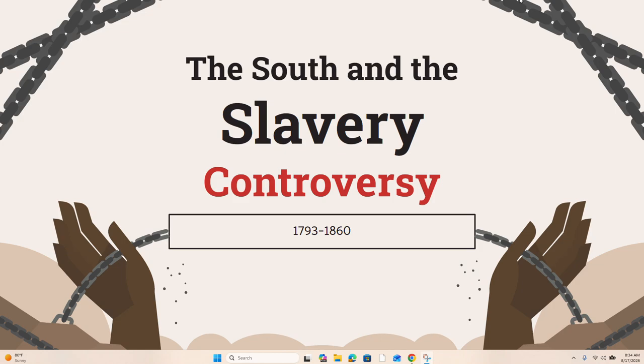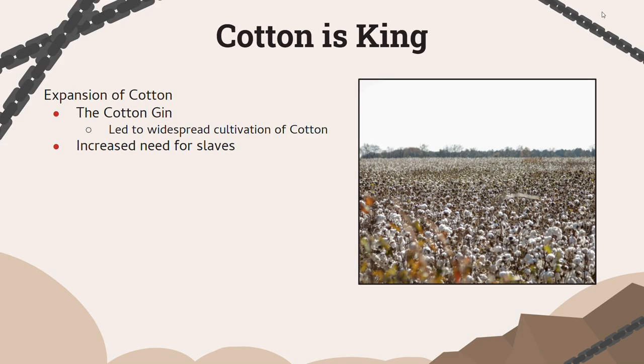Today we're looking at the economy in the South and the expansion of slavery in the South. And in a lot of ways, that all begins with the cotton industry. So in the South, the cotton gin is going to completely transform the cotton industry in the South.